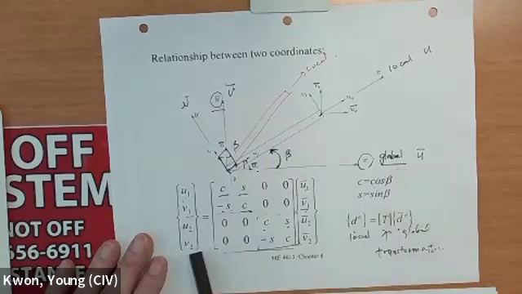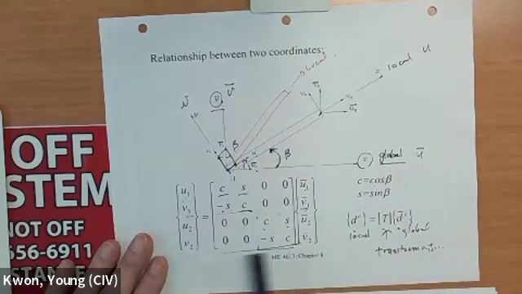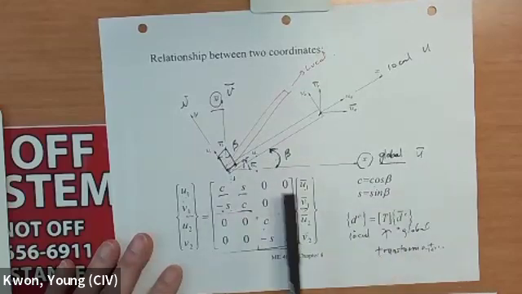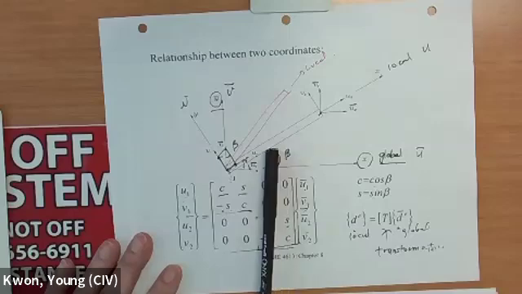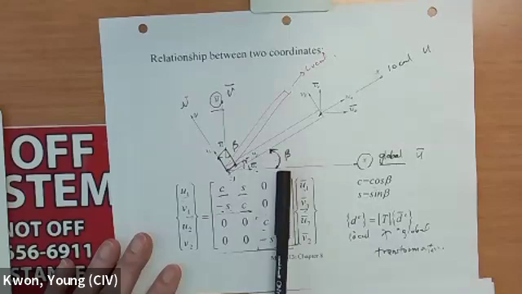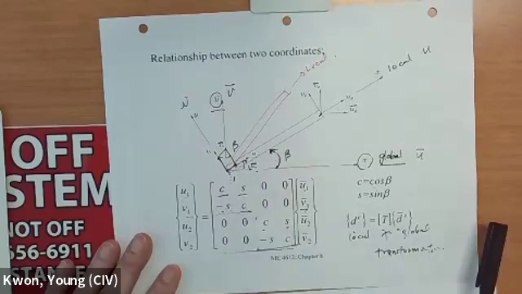So this is the relationship between the local and global, where C is cosine beta and S is sine beta. Beta is defined as counterclockwise positive, as usual. If you go the other way, that is going to be negative.